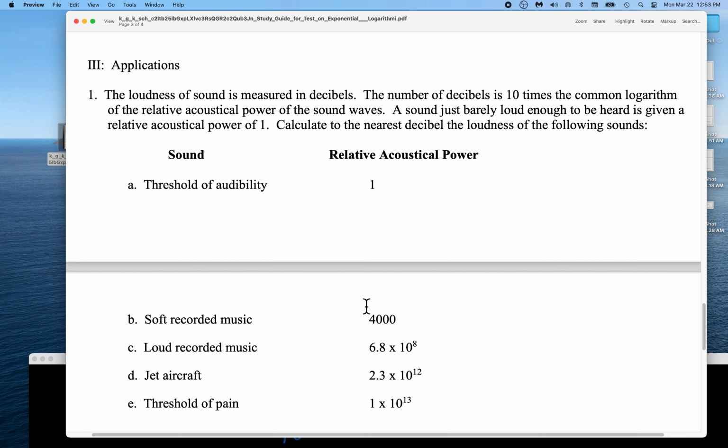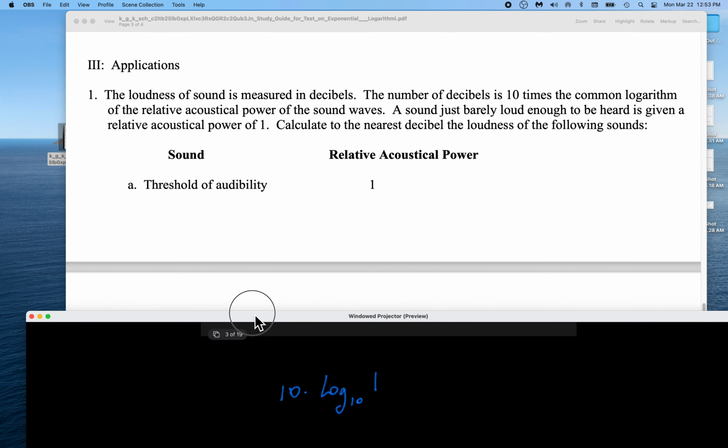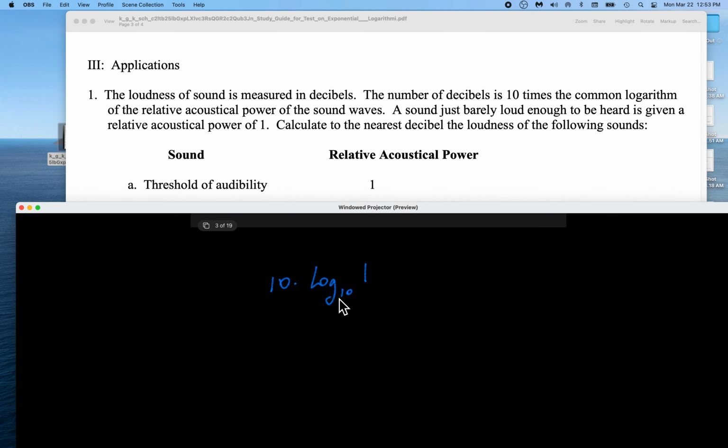So 10 times the common log, which is log to the base 10, of the relative acoustic power. The first one is going to be this: 10 times the common log of the relative acoustic power. So what does that equal? Let's try to evaluate that. If we have log base 10 of 1 equals x, we have 10 to the x power equals 1, so x has to be 0. This whole thing evaluates to 10 times 0, which equals 0.